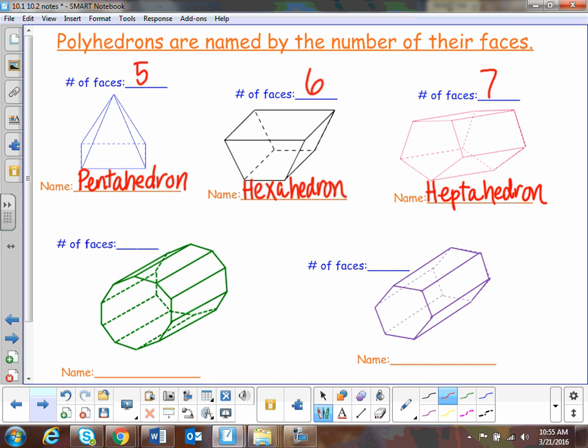How about that one? So what's that name? Decahedron. Okay. And the last one? How many? 8. So therefore it's octahedron. Okay, so it just depends how many faces it has. So if I tell you to name it by that, so if I put a cube on there and I say classify it based on its polyhedron name, what would the cube be? Hexahedron, because that's 6 faces. Okay? Alright.